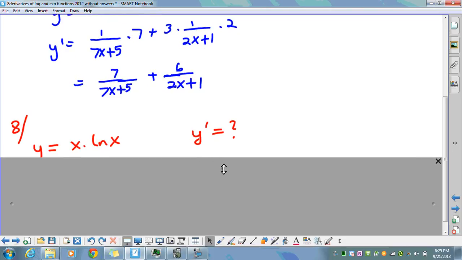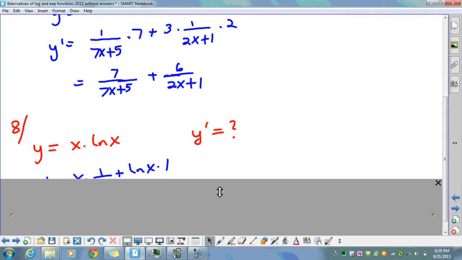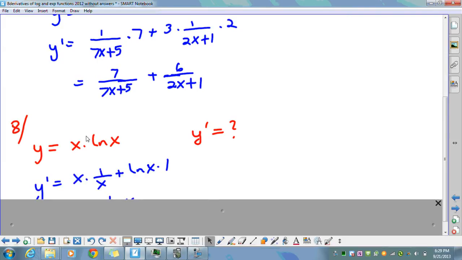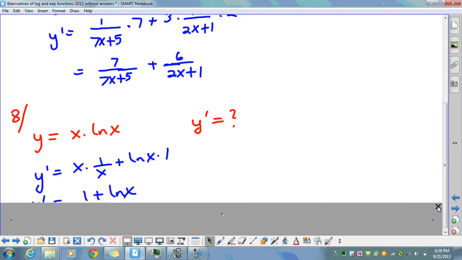So here's the solution. Hopefully you gave it a try first. We have to use the product rule this time, right? Because you have the variable times something else involving the variable. So I wrote the first times the derivative of the second plus the second times the derivative of x, or 1. x times 1 over x can be simplified, and we're left with 1 plus ln x.